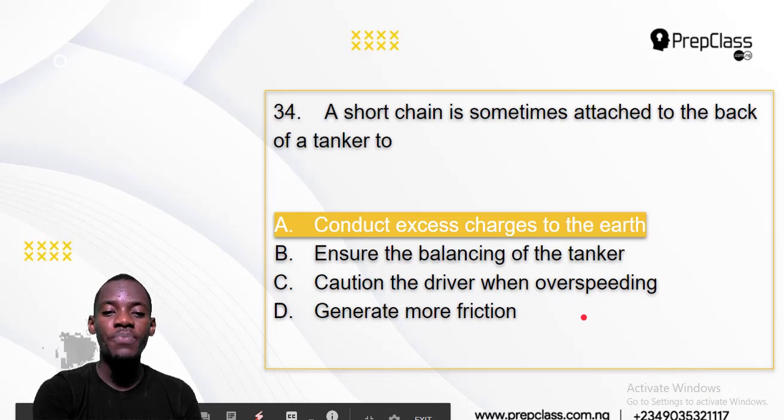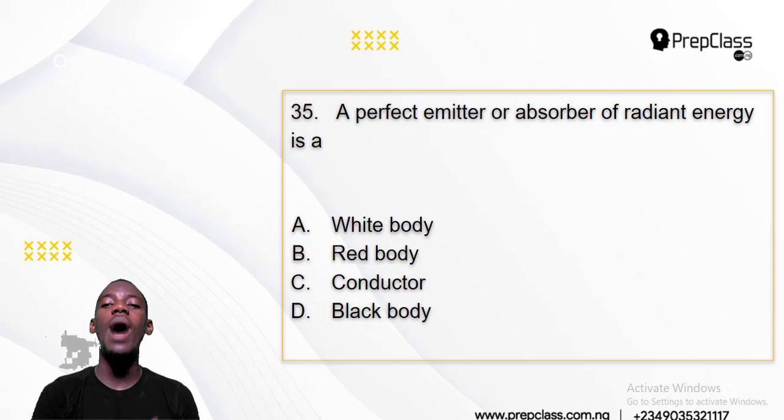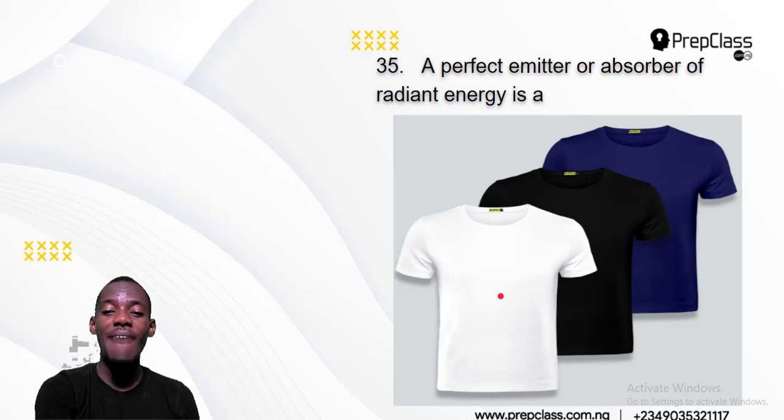Let's check out the last one. A, conduct excess charge to the earth. Number 35: a perfect emitter or absorber of radiant energy is a white body, red body, conductor, or black body. The answer is very simple. Look at my chest. I have a white shirt, black shirt, and blue shirt, right?